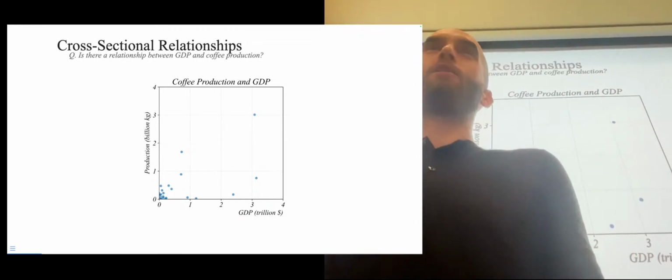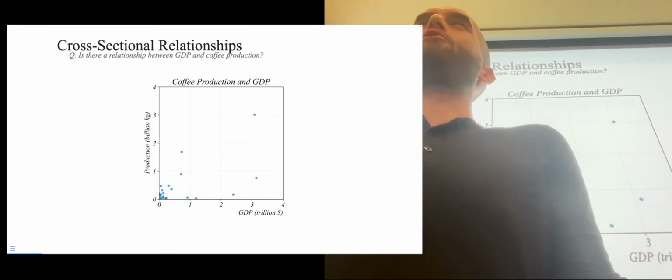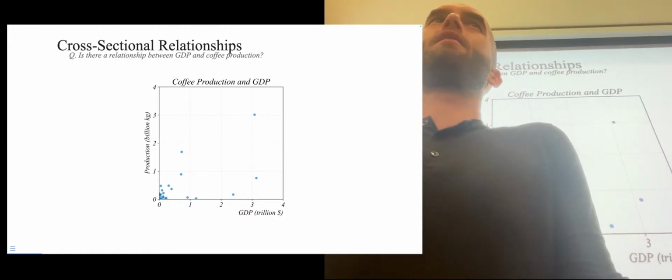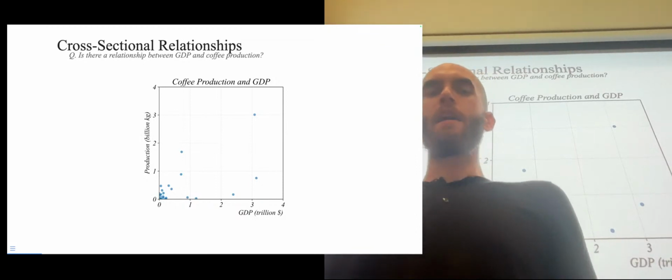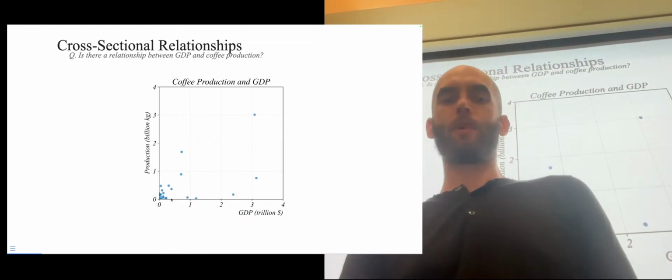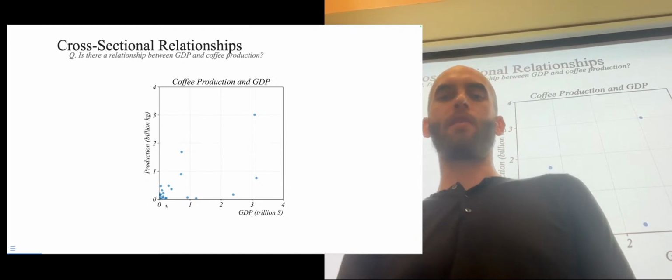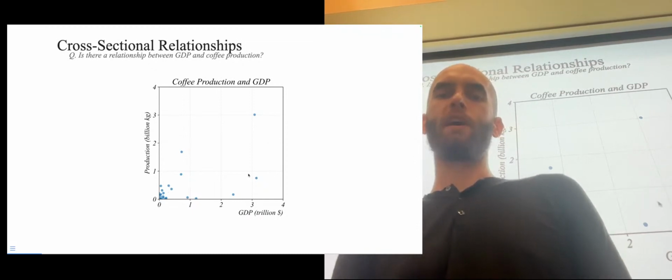So now my question back at you. Is there a relationship between coffee production and GDP? I think this is maybe a little bit hard to read. We have a lot of data points that are clumped up around the bottom here. So it's hard to tell if there's a relationship here. We can definitely see that it seems like the further you move out on the horizontal axis, the further you move up on the vertical axis.